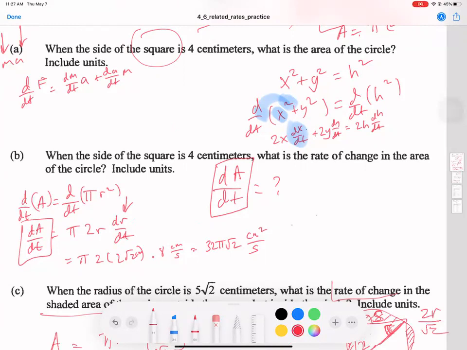This question, I'll post up a couple of them like this. Related rates takes some time to get used to, but once you get used to it, it's almost like just answering what they ask. They want change in area, I'll give you change in area. Not trying to overthink it.